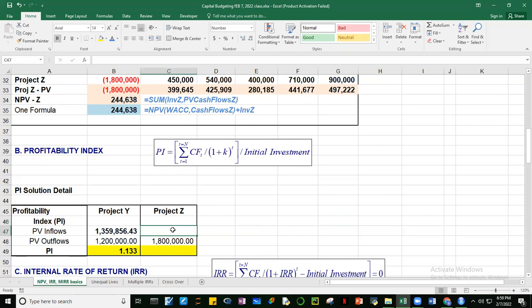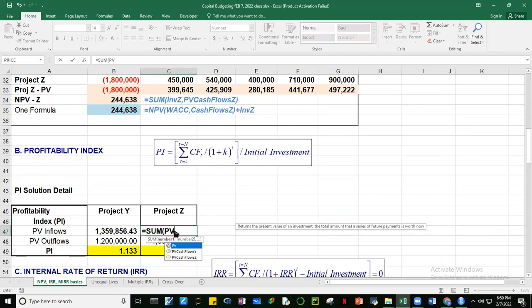On the other hand, si Z naman, sum din natin yung present value ng cash flows ni Z.